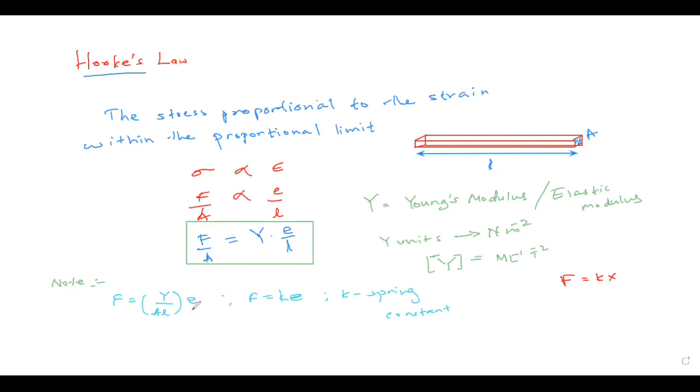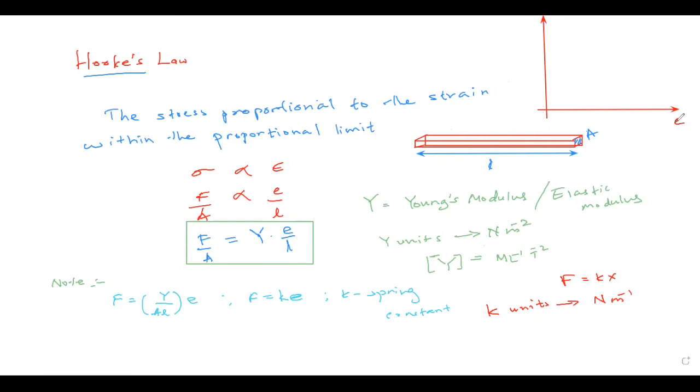Okay, so here K is the spring constant, and what is the unit of K? Spring constant. Newton per meter. Now the graph, mark here.